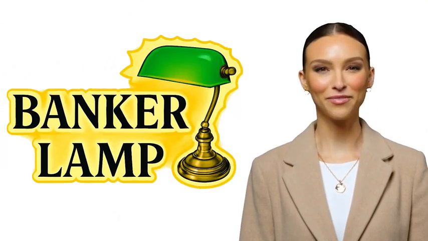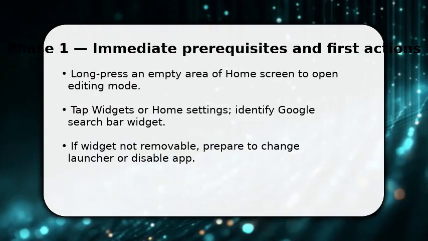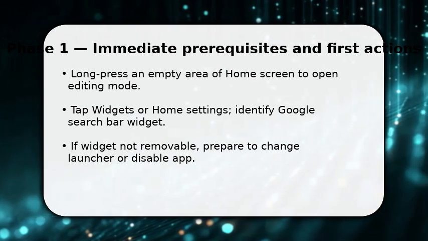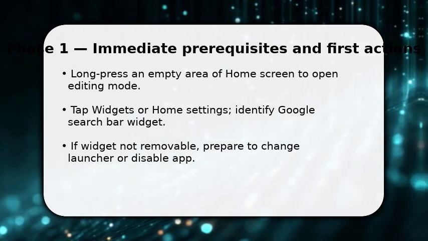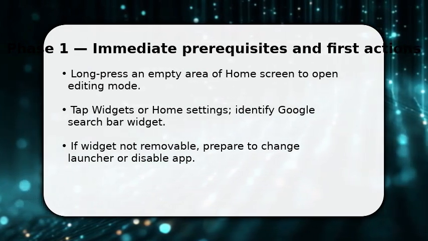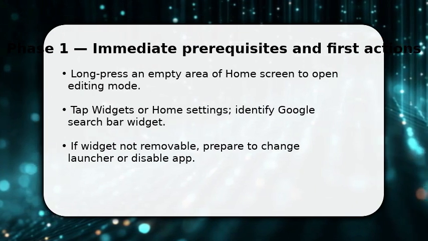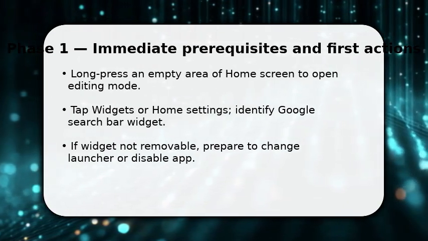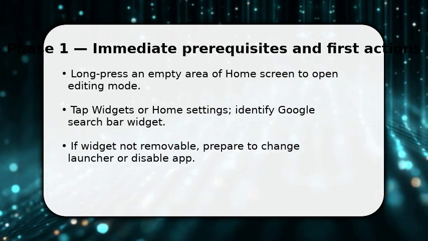Please enjoy the video. You start by clearing the immediate visual clutter. Long press any empty space on your Pixel home screen to open editing mode, then tap Widgets or Home Settings. Once you see the Google search bar widget, try dragging it to remove or trash. Do it deliberately and hold until the remove target appears.